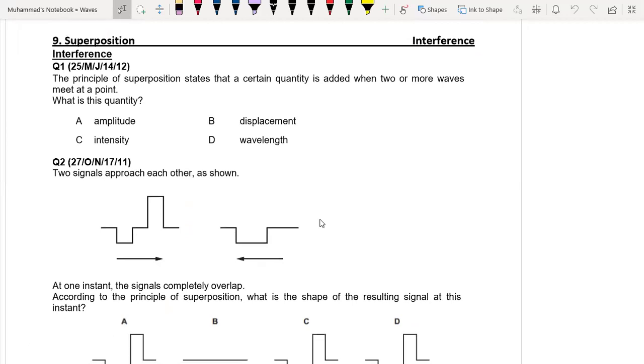Hello, today I will be doing interference past paper questions.